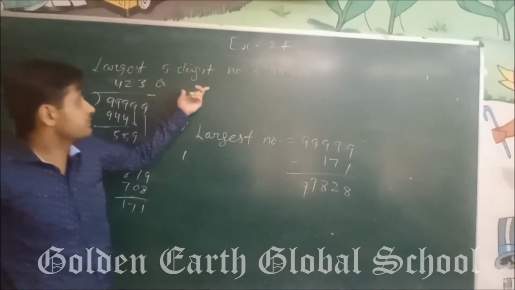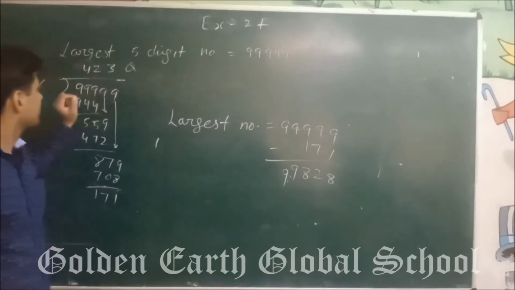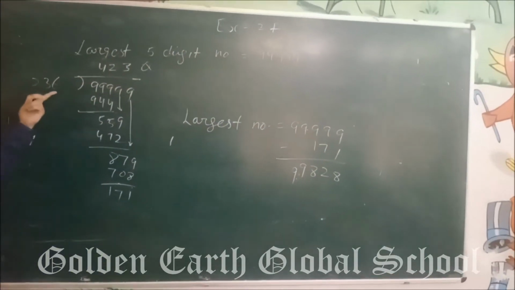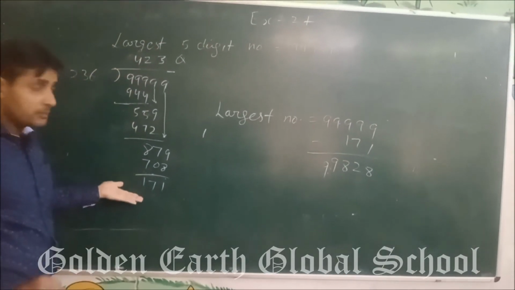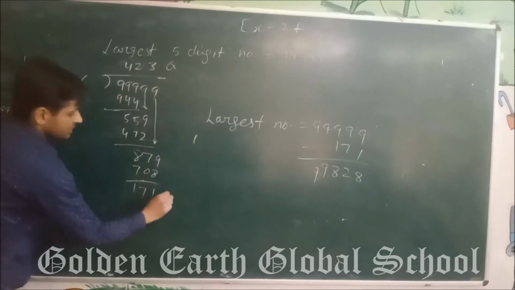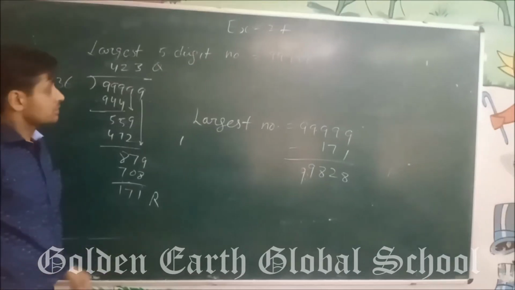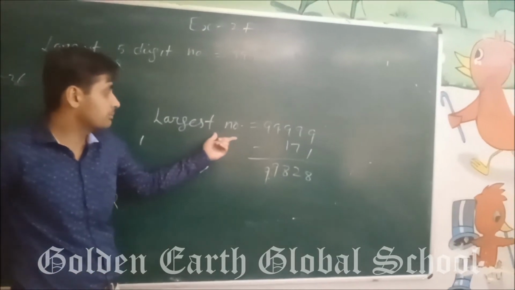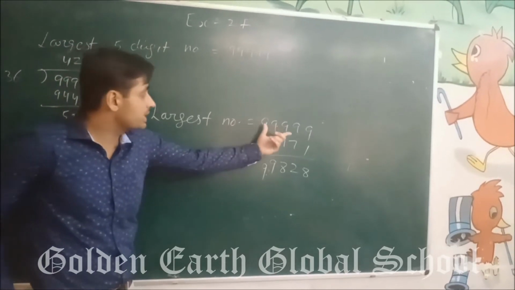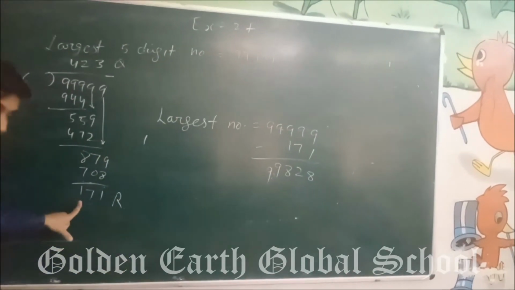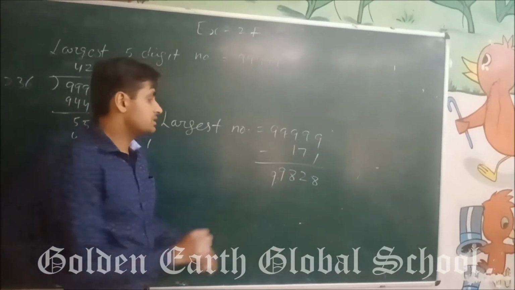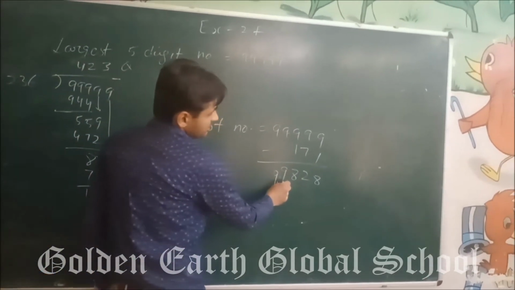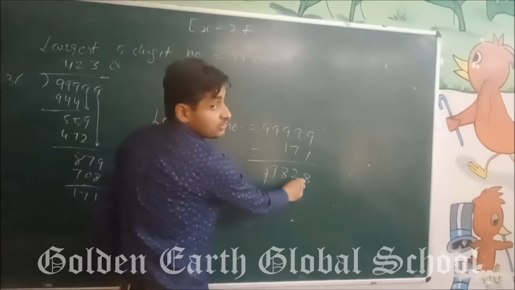The largest 5-digit number is 5 nines. We divide by 236. You can divide easily. This is the quotient and this is the remainder. The largest 5-digit number you can find by subtracting the remainder. When you subtract the remainder, it is 99,828.